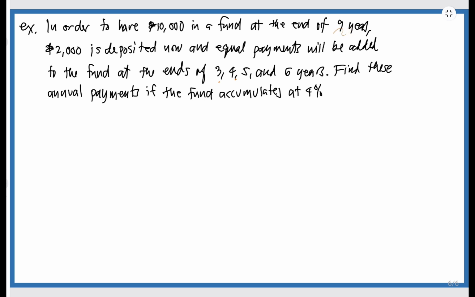He wants the fund to reach 10,000 after 9 years. His initial deposit is 2,000, so this is at year 0. At year 3, year 4, year 5, and year 6, he will deposit a uniform amount. The goal is 10,000 in year 9.